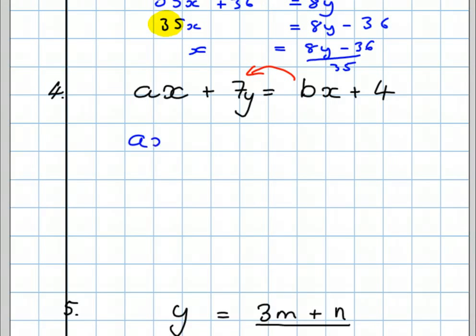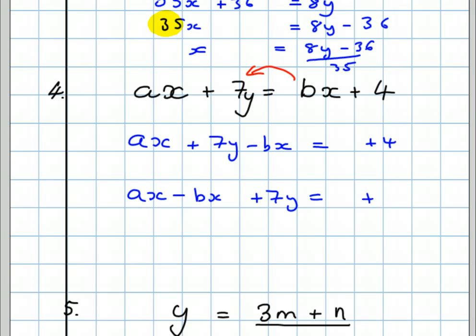So our next line is ax plus 7y minus bx equals plus 4. Now I can't do anything. I can't take bx, b lots of x, away from ax. So all I can write is this, putting them closer together, plus 7y equals plus 4.